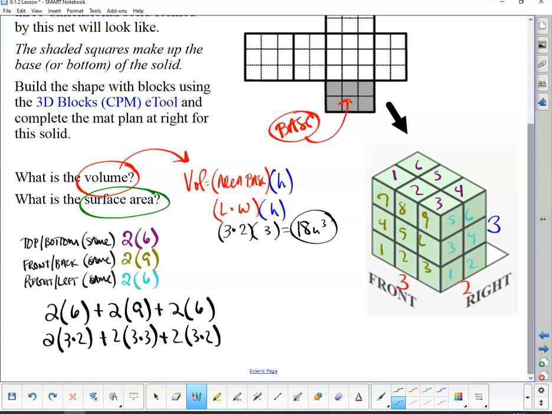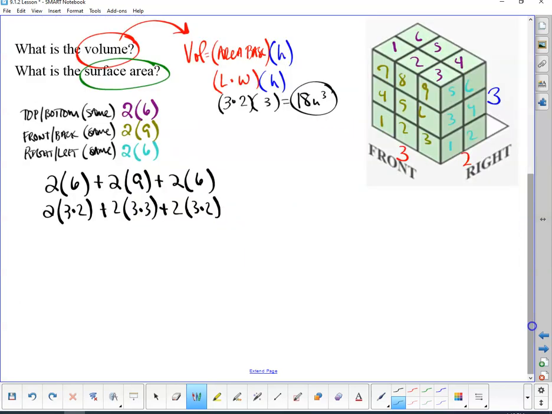So what we really have is a combination of the length, the width, and the height combinations times 2. So we have 2 times the length times the width, plus 2 times the width times the height, plus 2 times the height times the length, or however you want to look at it. So this just becomes 12 plus 18 plus 12, and 18 plus 12, that's 30 plus 12, which is 42 units squared.